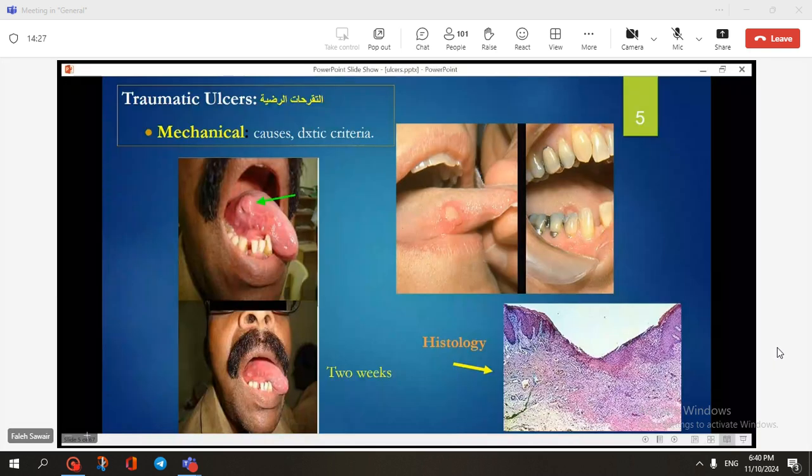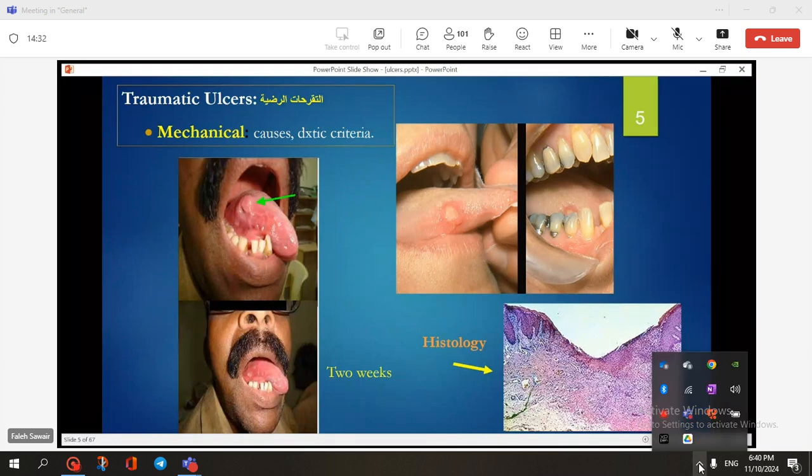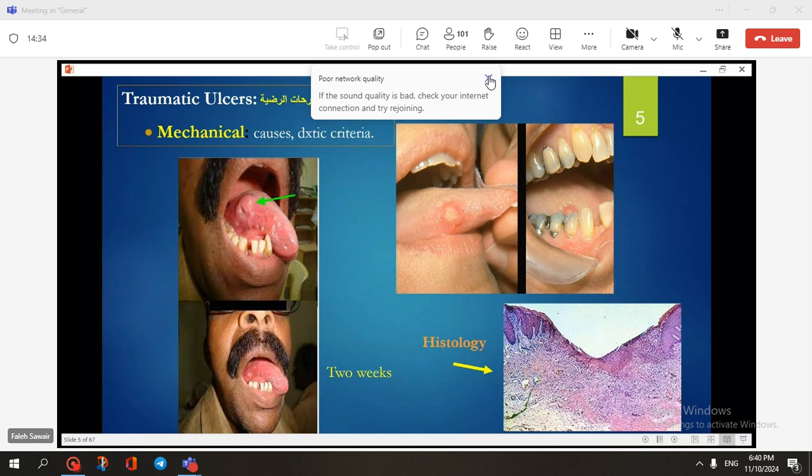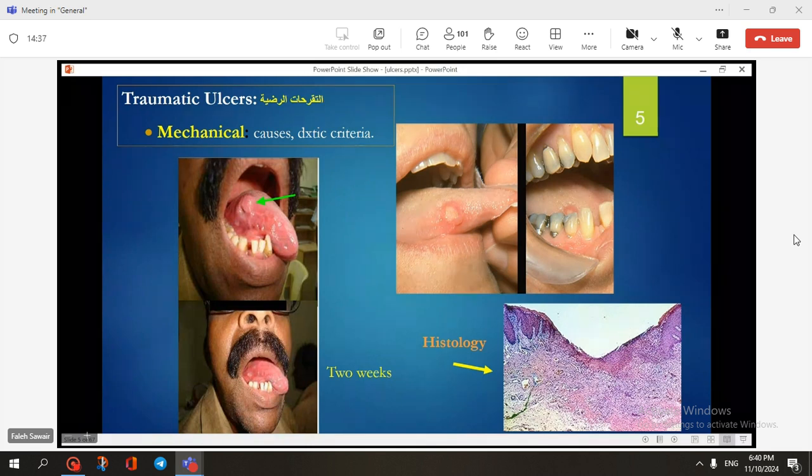With oral ulcers, the first thing to do is find a cause of trauma adjacent to the ulcer. So you have to find the cause, and this cause should fit with the size and shape of the ulcer. And you have to exclude or remove this cause. If you correct, for example, the restoration, you do another restoration. This ulcer should heal within 2 weeks.